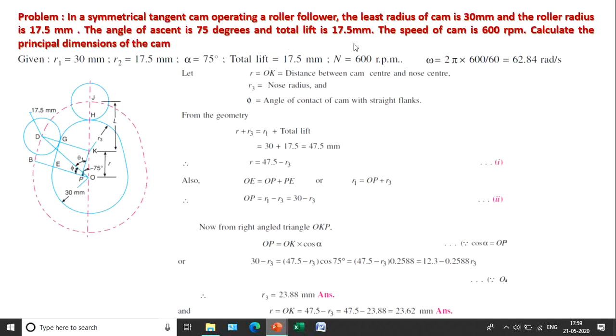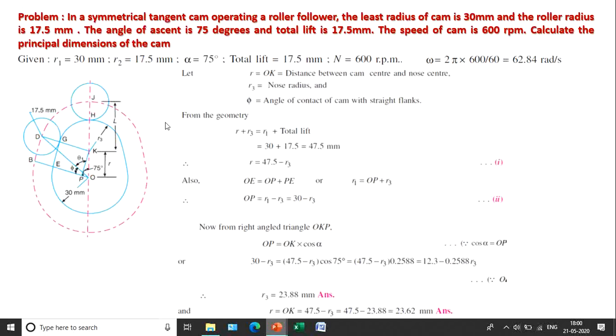The total lift is 17.5 mm. That is the total height raised by the follower. The speed of the cam is 600 rpm. We need to calculate the principal dimensions of the cam. So we have only these data: the base circle radius R1 and the roller radius. We need to determine the remaining data, that is R, L and R3. That is the nose radius, the distance between the centers, and R3. R3 is the nose radius and R is the distance between the centers.